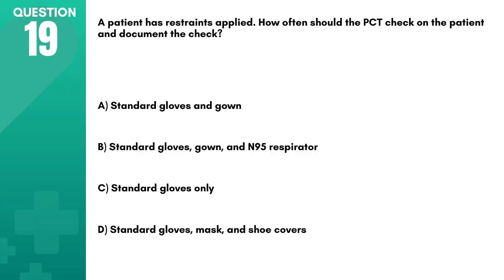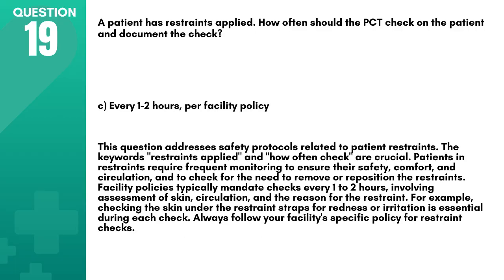Question 19. A patient has restraints applied. How often should the PCT check on the patient and document the check? A. Every 15 minutes. B. Every 30 minutes. C. Every 1 to 2 hours, per facility policy. D. Once per shift. Answer, C. Every 1 to 2 hours, per facility policy.